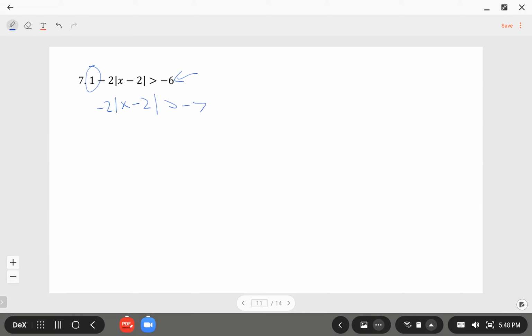What do you do here? After you do that, you divide by -2. And you get the absolute value of x minus 2 is greater than. Actually, you have to switch the sign. Okay, switch the sign. And then you get 7/2. That's what you get. 7/2.